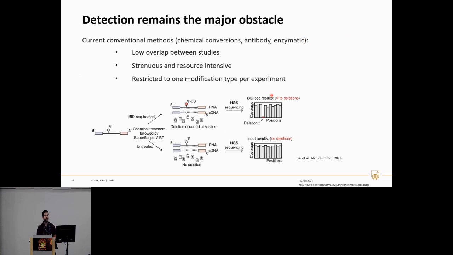As I've hinted before, detection is still a very big challenge when it comes to RNA modifications. And the current conventional methods mainly rely on the chemical conversions or antibody and enzymatic reactions. And historically, these methods have had very low overlap in the detected sites between the different studies. And these methods remain very strenuous and quite resource intensive. And I think the biggest limitation is that these highly specialized protocols are restricted to one modification type per experiment. And this is a very significant limitation considering the overwhelming diversity of RNA modifications and also their dynamic nature.